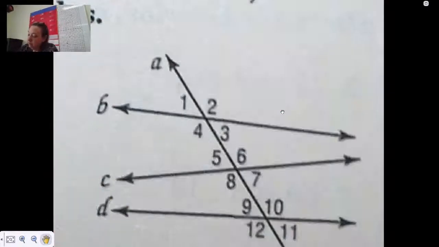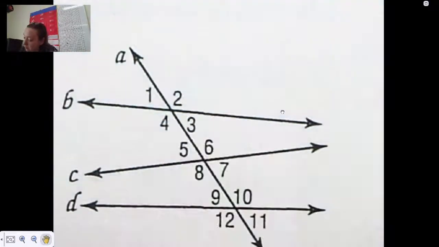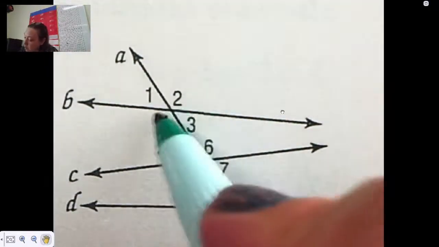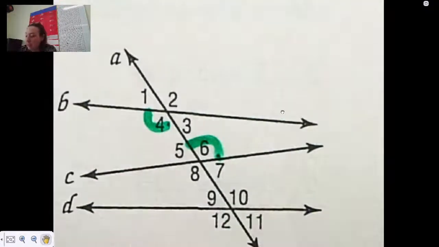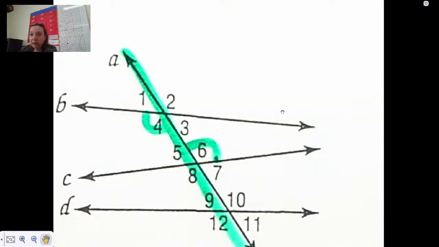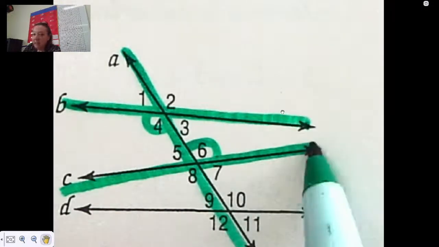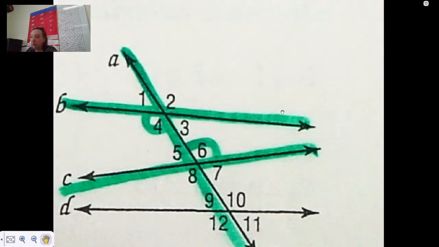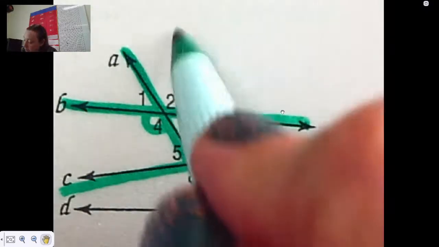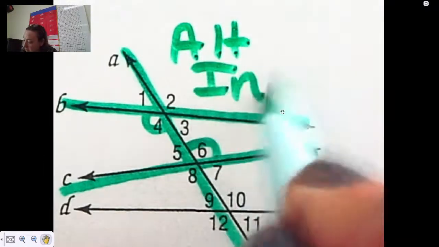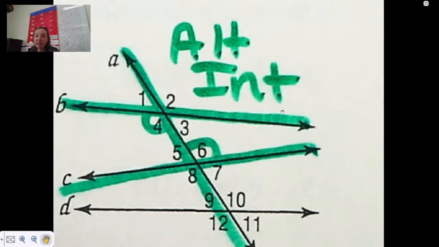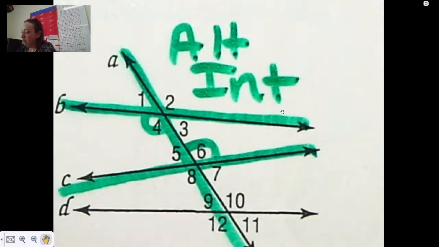Okay. What about 4 and 6? Here's 4. Here's 6, right? So here's the transversal we're looking at. Here's the B. Here's the C. What are 4 and 6 to those lines? Alternate. Alternate interior. Yes, alternate interior. That's what they would be. Alternate interior. Okay.